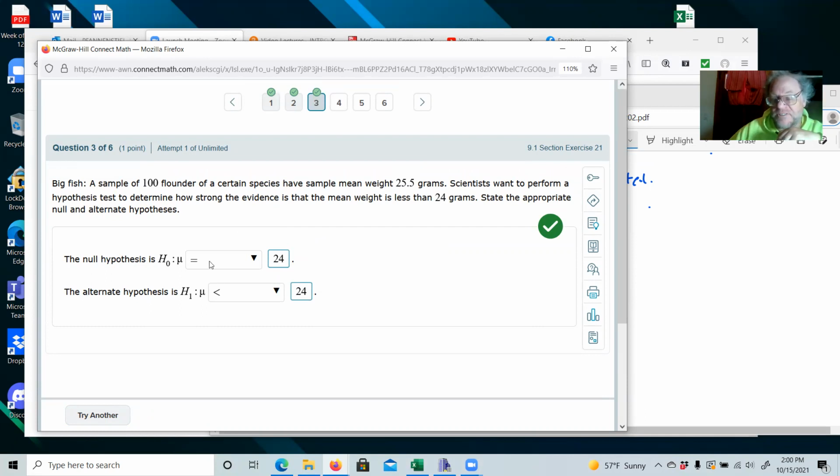We're going to write the test of hypothesis in terms of what the experiment or what their observation is trying to do. Okay, they want 24. We're going to write 24.